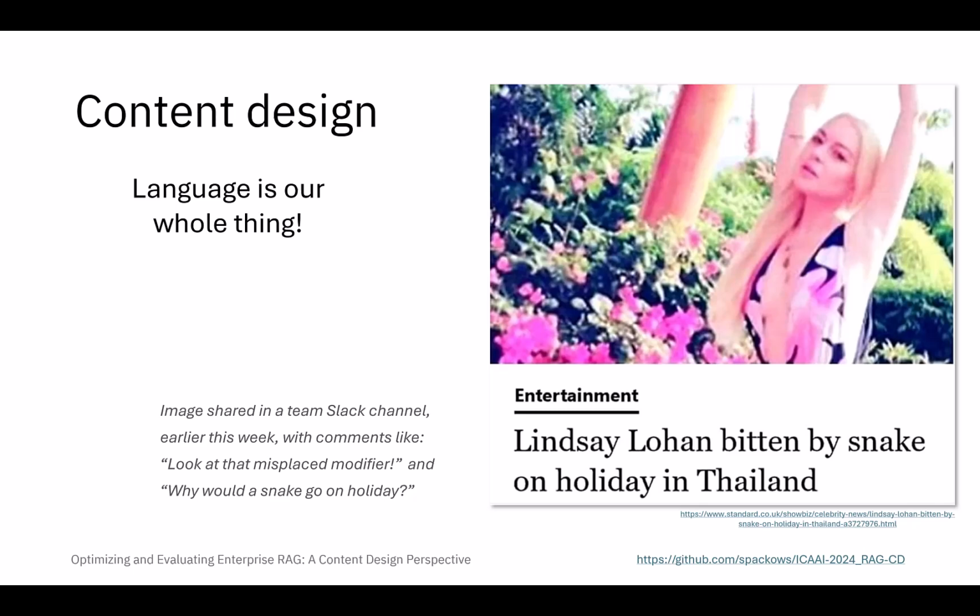So when large language models burst onto the scene a couple of years ago, content folks were really excited because we could see that large language models are a content technology. It's right in the name. Language is our whole thing. So how would a content person go about building a RAG solution?